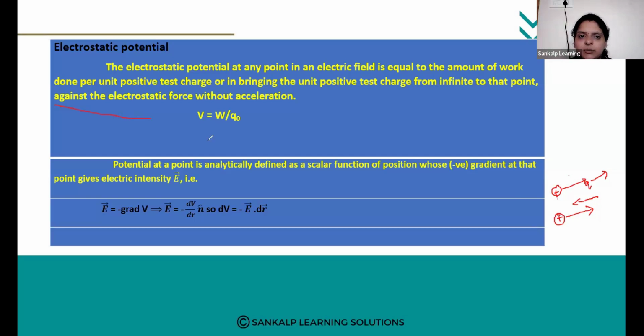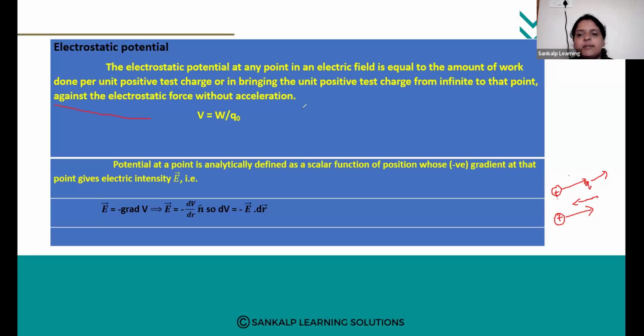So the mathematical term we also saw: V is equal to W upon Q naught. So Q naught is representing that unit positive test charge. W is work done, V is for potential. Yes. Is it clear? Okay, going for the next point.